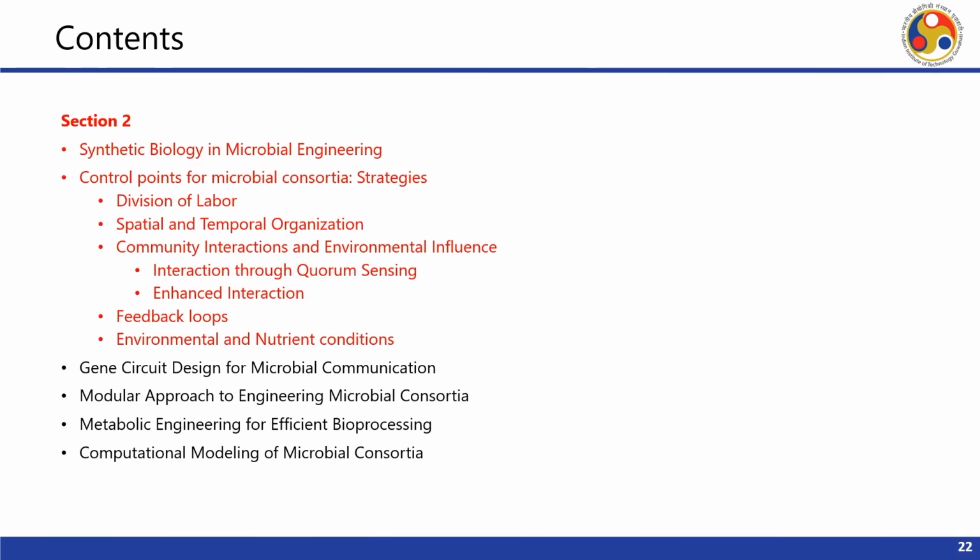Let us now go to section number 2, where we will be discussing synthetic biology in microbial engineering, control points for microbial consortia, strategies, then division of labor, spatial and temporal organization, community interactions and environmental influence, interactions through quorum sensing, enhanced interactions, feedback loops, environmental and nutrient conditions. Then we also discuss gene circuit design for microbial communication, modular approach to engineering microbial consortia, metabolic engineering for efficient bioprocessing, computational modeling of microbial consortia.